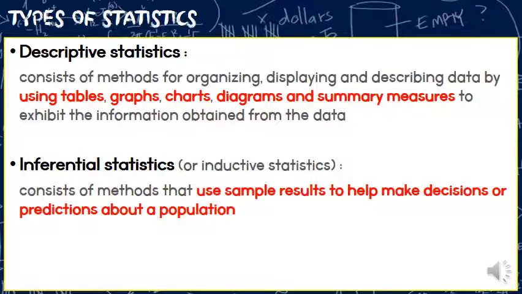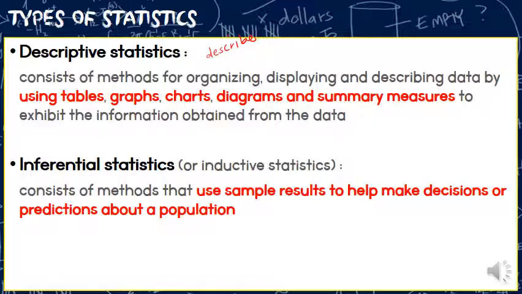There are two types of statistics. The first one is descriptive statistics. Consists of methods for organizing, displaying, and describing data by using table, graph, charts, diagrams, and summary measures to exhibit the information obtained from the data. Maksud dekat sini, awak boleh anggap descriptive statistics ni macam describe data. You hanya describe, explain apa yang awak ada.